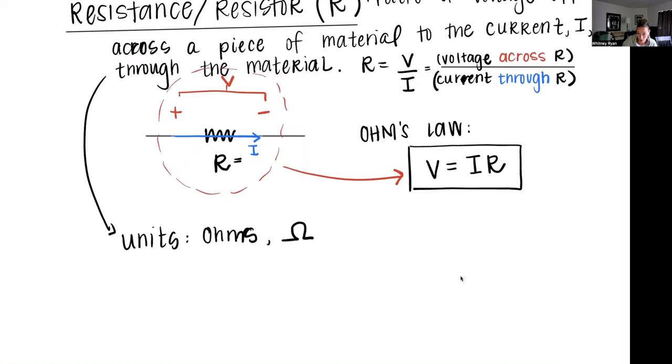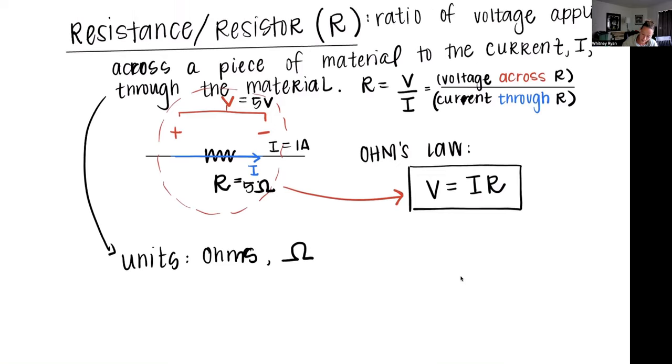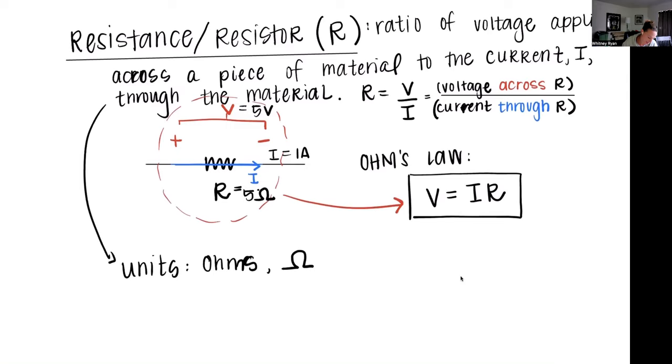Your resistance could be, let's say, 5 ohms. Your current could be 1 amp. So 1 times 5, then your voltage across that would be 5 volts. Okay, awesome. We have all the components now.